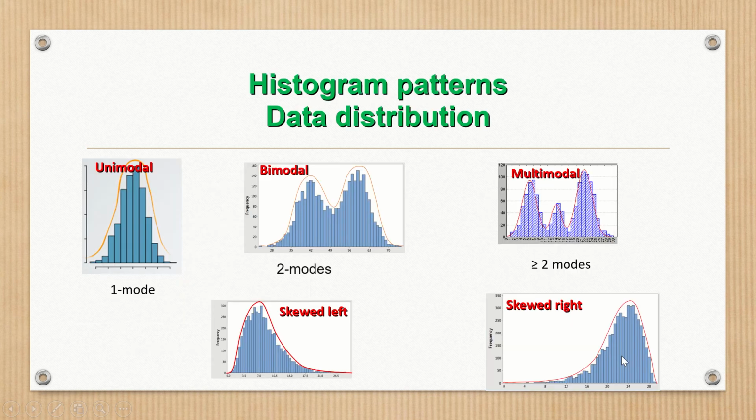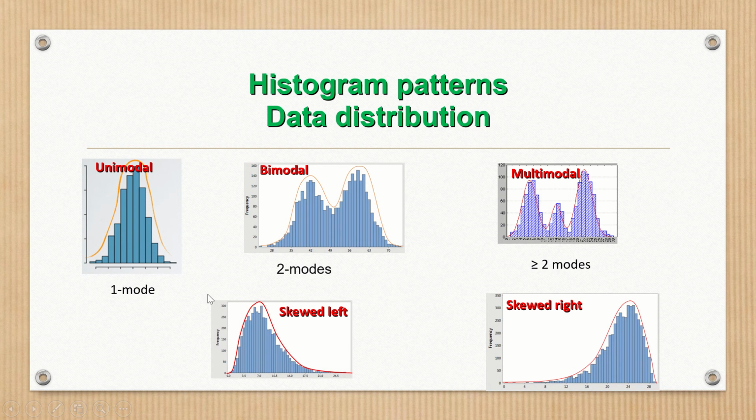Now, I'll give you extra information here. Some data can be really complex, so it's important to plot these data to look for the patterns of distribution. On the left hand side, this is a histogram showing a unimodal distribution, a bimodal distribution, a multimodal distribution, skewed to the left and skewed to the right.